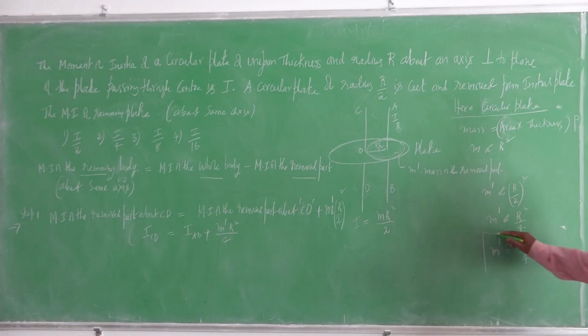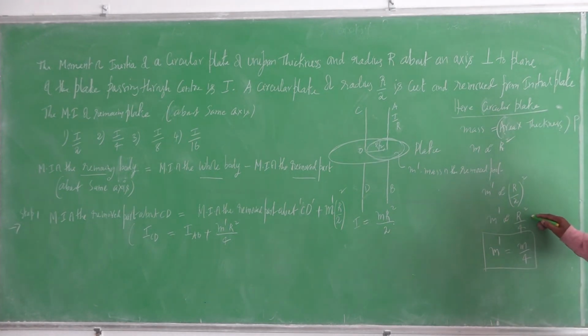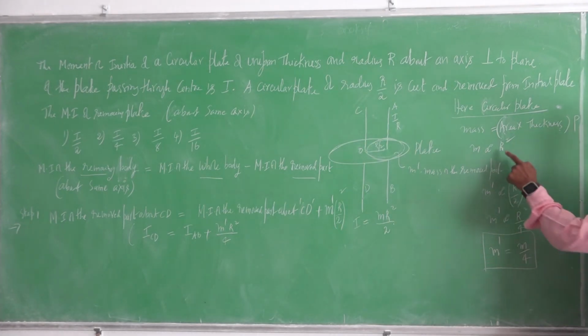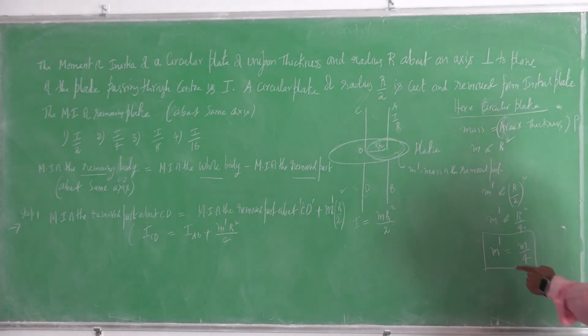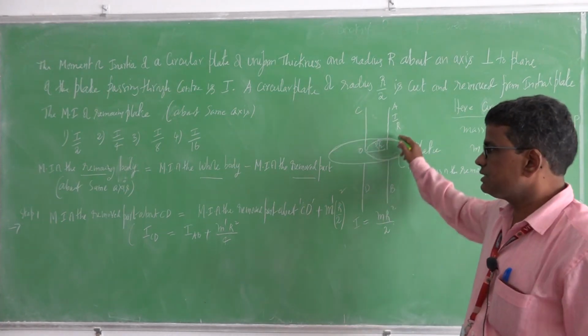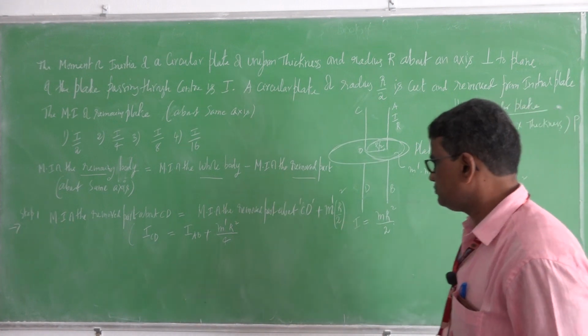So from the proportionality theorem, this is equal to m by 4. So m dash is equal to m by 4. Instead of r square I have written m, okay, m by 4. So the mass of the removed part is m by 4. M is the original mass of this disc. So I will take this one also.